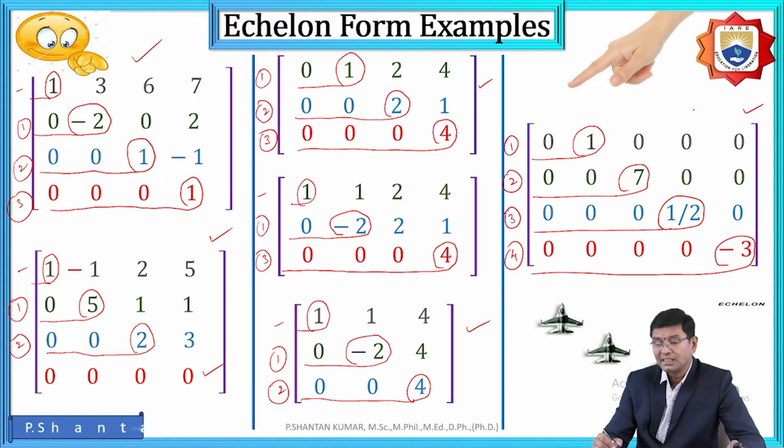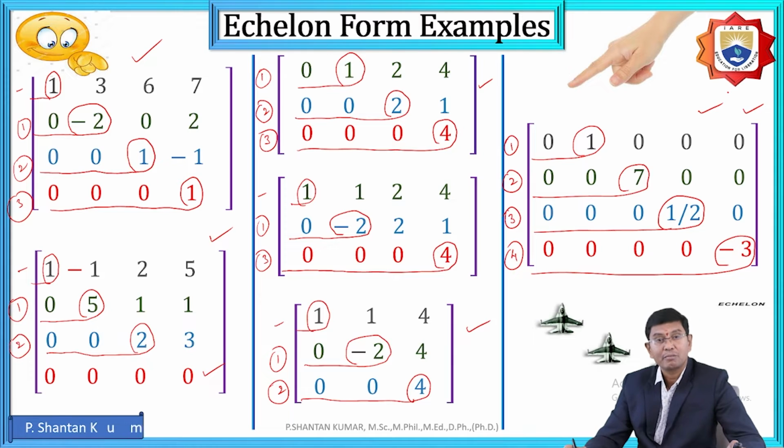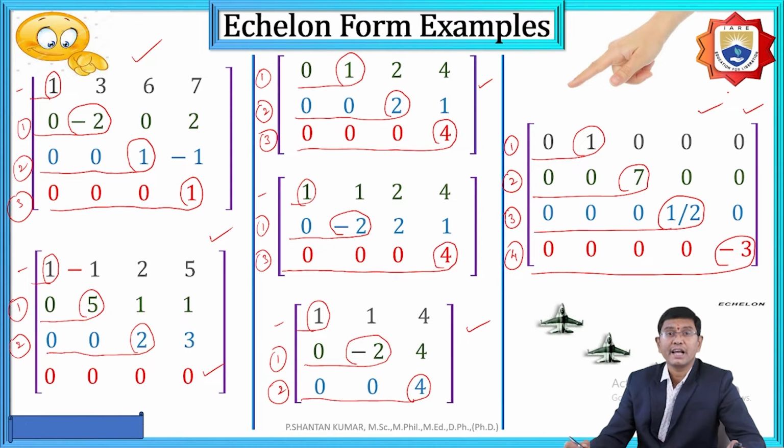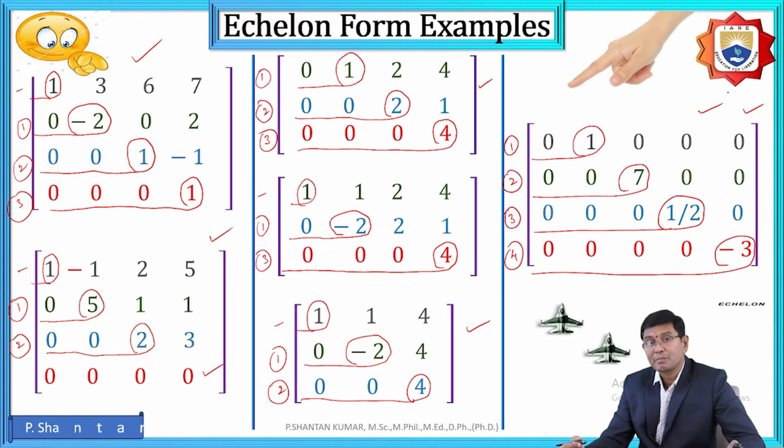Therefore, this matrix is also clearly the Echelon form of a matrix. And based upon this one, the number of non-zero rows in this matrix is 4, so the rank is 4. Because the number of non-zero rows is 4, therefore the rank of the matrix is 4.